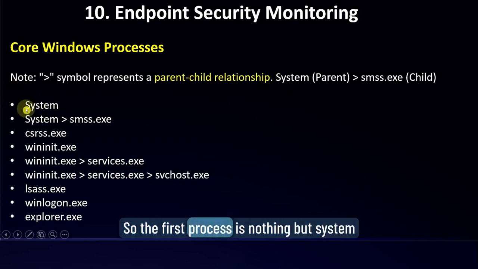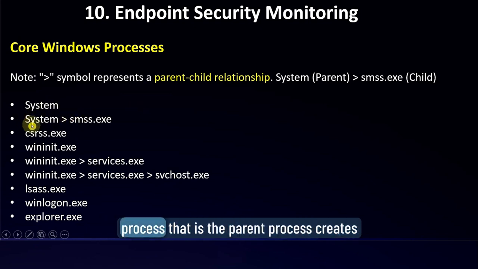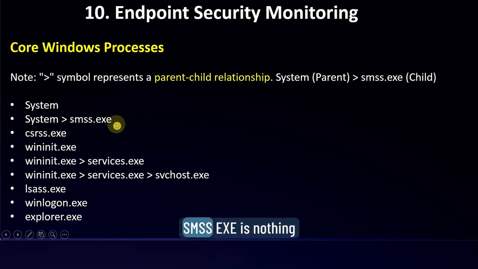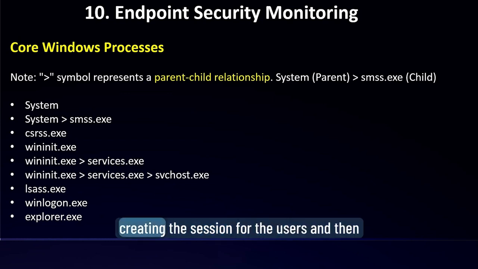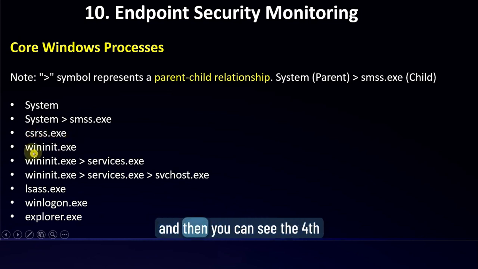The first process is the system process, that is the kernel process. The system process creates the second process, that is smss.exe. smss.exe is the session manager for creating the session for the users. And then the next process is csrss. And then you can see the fourth process, Windows initialize, for initializing your Windows.